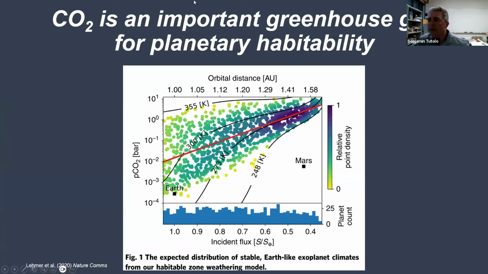Okay, so CO2 obviously is an important greenhouse gas for planetary habitability. We know that all too well here on Earth, that as CO2 increases in a planet's atmosphere, you can increase the greenhouse warming effect such that more of the sun's light gets trapped in or on the surface of the planet, and then more heat is there, and the temperature increases.